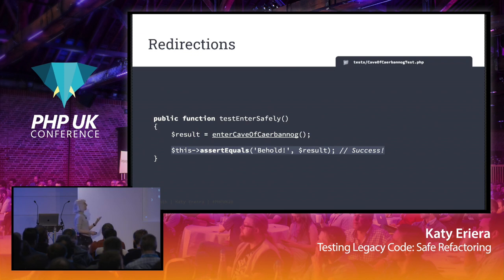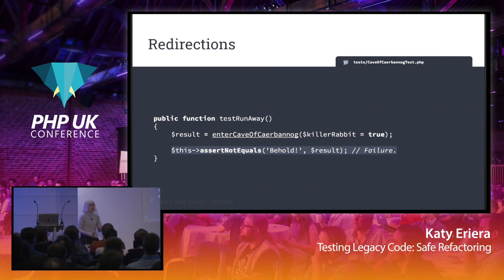So when we try to enter our cave of Caerbannog safely and there's no rabbit there, it's pretty simple because nothing redirects us. We just continue with the execution in the function and behold, yeah, it returns correctly. But we want to assert that when there is a killer rabbit in the way, that we don't get behold. But the odd thing is in this scenario that we do. That's because in a test runner, we don't have any headers or redirection or things like that in place.